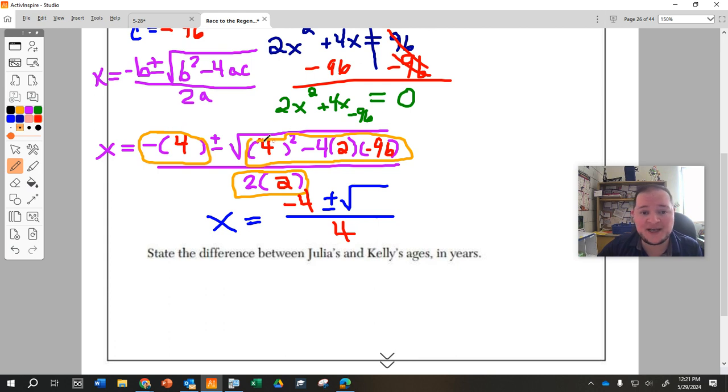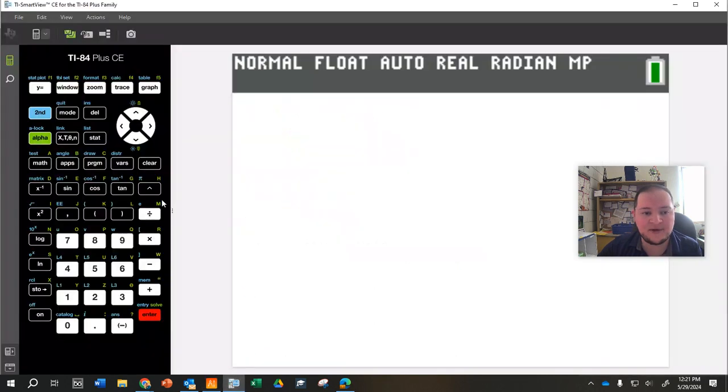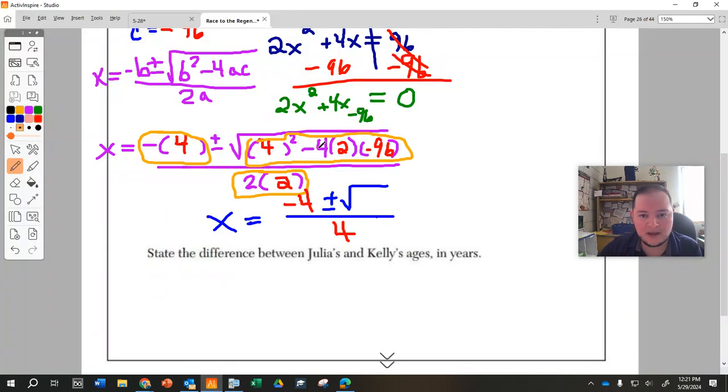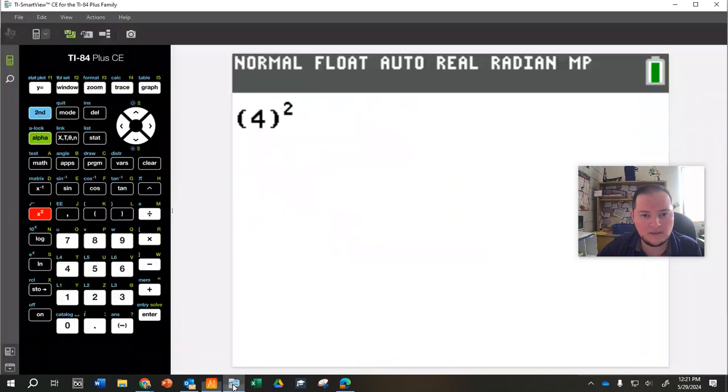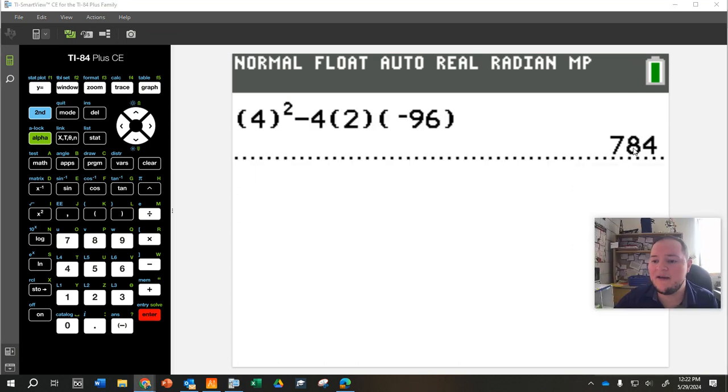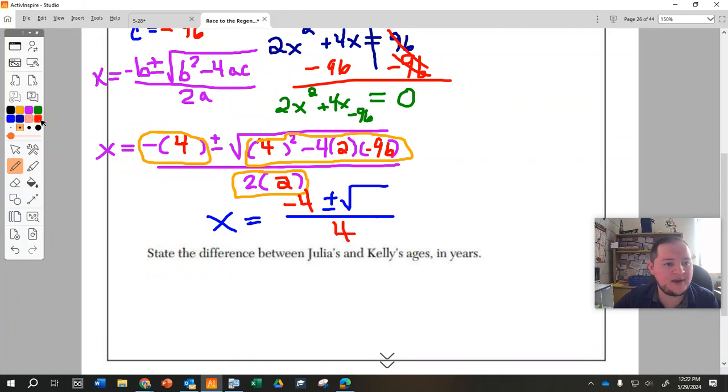So you go to your calculator, you type in everything inside the house. I'm going to type in parenthesis 4, parenthesis squared, without the square root sign, minus 4 parentheses, a lot to type in, huh? And then 2, parenthesis negative 96, and then I click enter, and what do we get? 784, trust. So inside here, it's going to become 784.